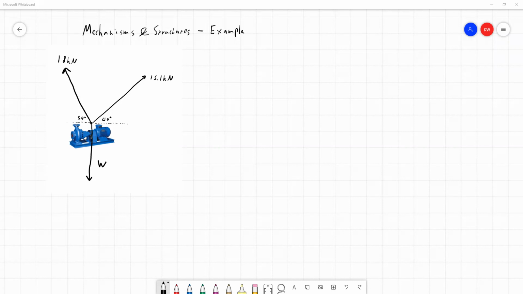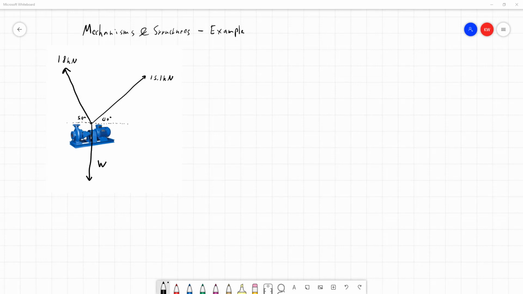So what we have here, a very roughly drawn diagram, is a pump for a ship that's currently being lifted by two slings, one at a 40-degree angle above the positive direction of the horizontal with a 15.1 kilonewton force of tension in that sling, and the other on the left-hand side, a 50-degree angle above the negative direction of the horizontal, and there's an 18 kilonewton tension in that sling. And what we want to do is use a graphical method to determine the weight of the pump.